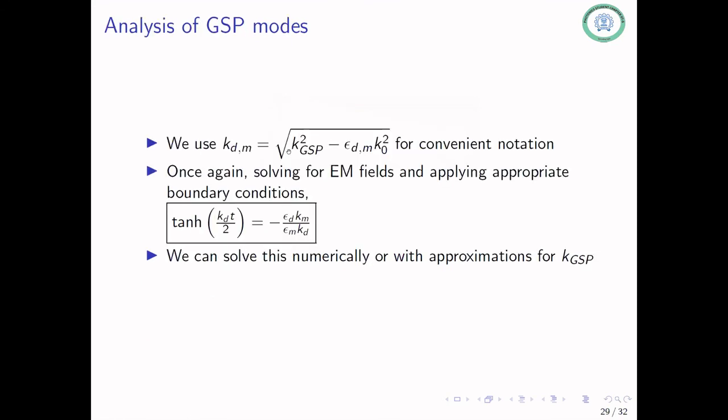This is just convenient notation, and again the analysis for EM fields is somewhat similar to the one that I did earlier, but I'm not going to do it here. So this is just the final result that I'm presenting. Of course this is a dirty expression. This is KDM, and you also have a hyperbolic tangent and so on. But you can solve this numerically, or you can make some approximations for KGSP. In our case, we'll use the latter approach. So KGSP is again your wave number and so on.